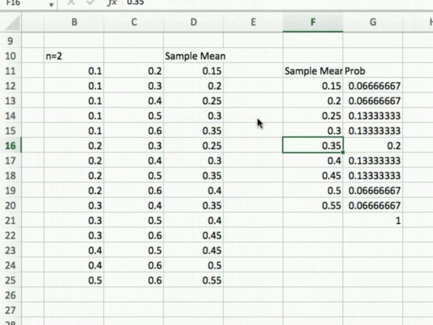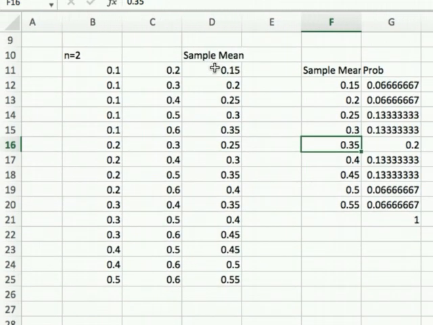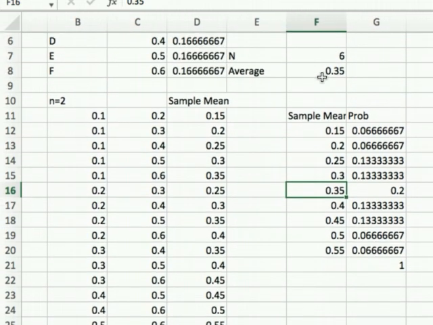Now, in the same example that we showed earlier, I'll show you the properties of the sampling distribution of the sample mean that we just discussed. Again, the first property says that if we compute for the average of all the sample means that we constructed, it will give us the same average of the population.